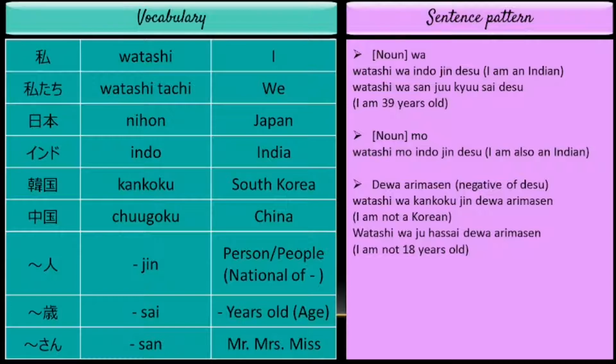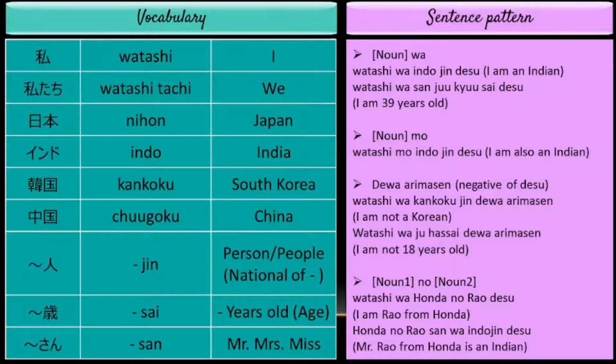Next, let me go to the negative of this, which is ja arimasen. I'll give you an example of how to use this. If I have to say that I am a Korean, I will say watashi wa kankokujin desu. But if I have to say that I am not a Korean, then I will say watashi wa kankokujin ja arimasen. On similar lines, if I have to say I am not 18 years old, I will say watashi wa 18 sai ja arimasen.